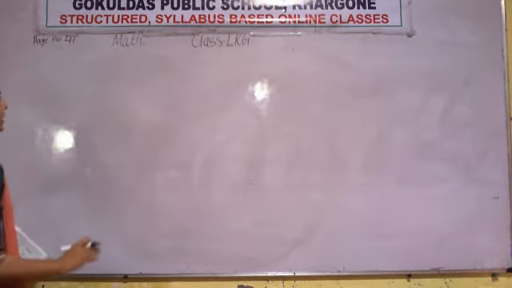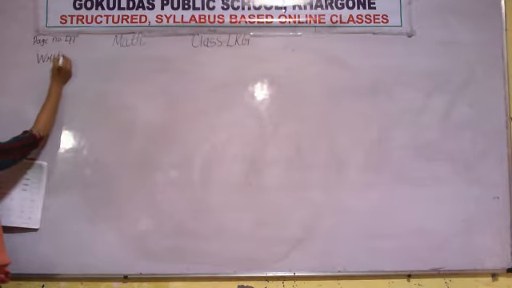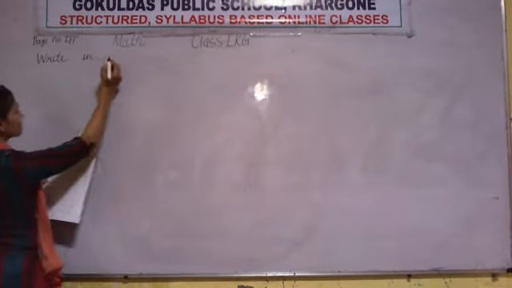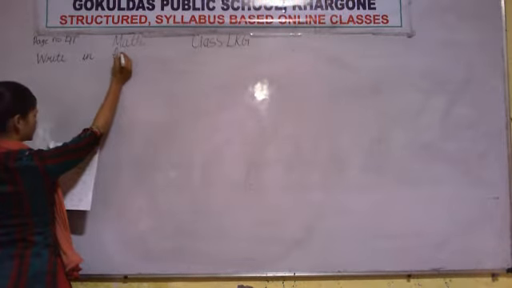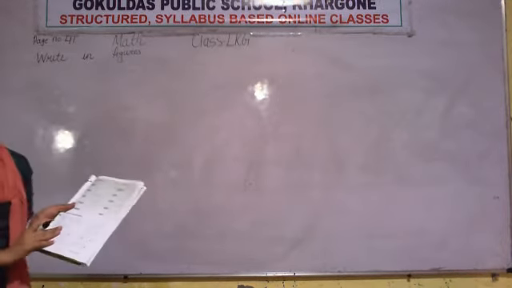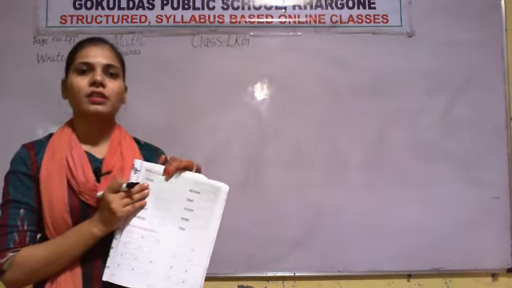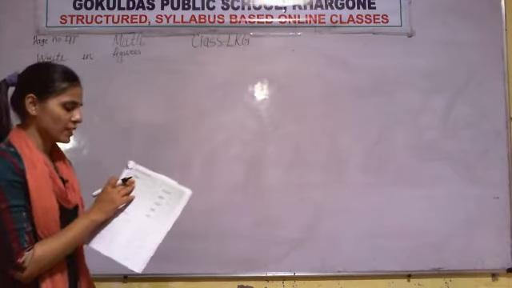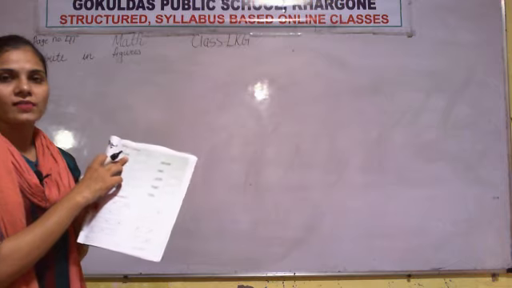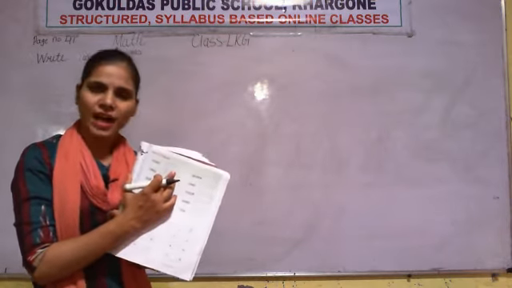Write in figures. Write in figures means write the number. First you identify the number name, then you write the number. Which one is the spelling of the number? Here it is F-I-V-E. FIVE means 5. So you write here the number 5.